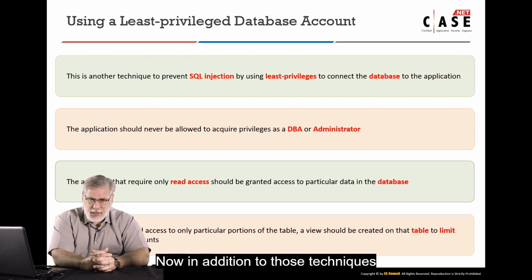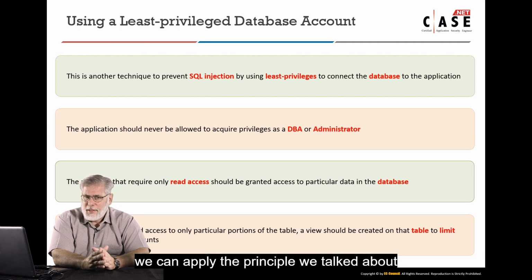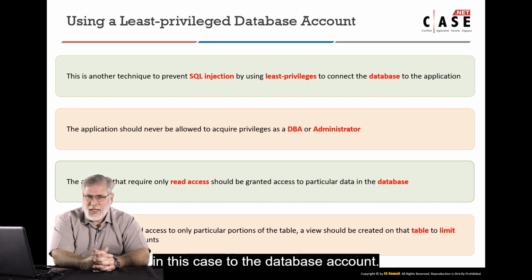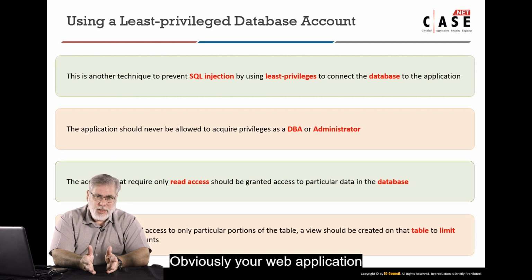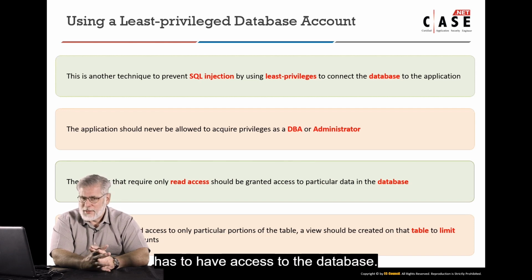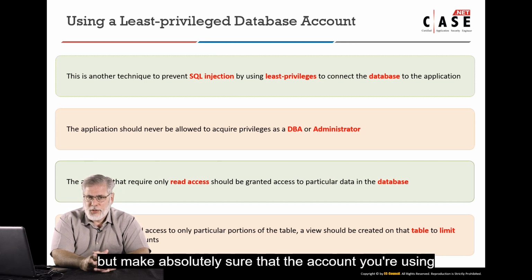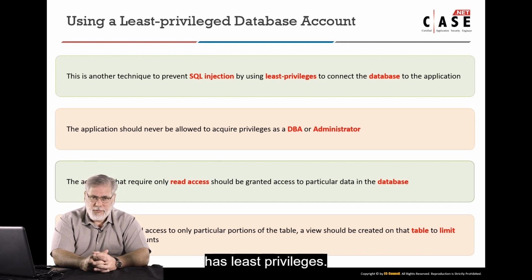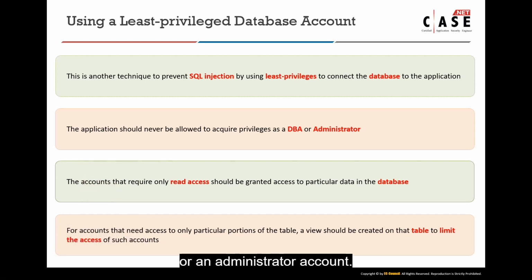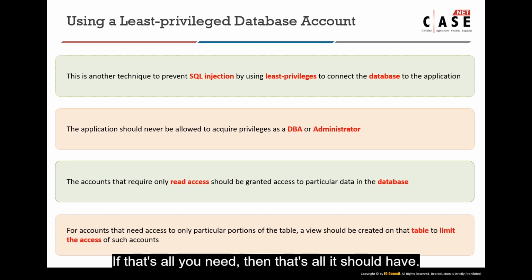Now, in addition to those techniques, we can apply the principle we talked about very early in this course of least privilege, in this case to the database account. Obviously, your web application has to have access to the database. That's how it pulls data and puts data in. But make absolutely sure that the account you're using has least privileges. It absolutely should never be a DBA or an administrator account. Perhaps it only needs read access. If that's all you need, then that's all it should have. Now, in some cases, you will need read and write access, but whatever you can do to limit access.